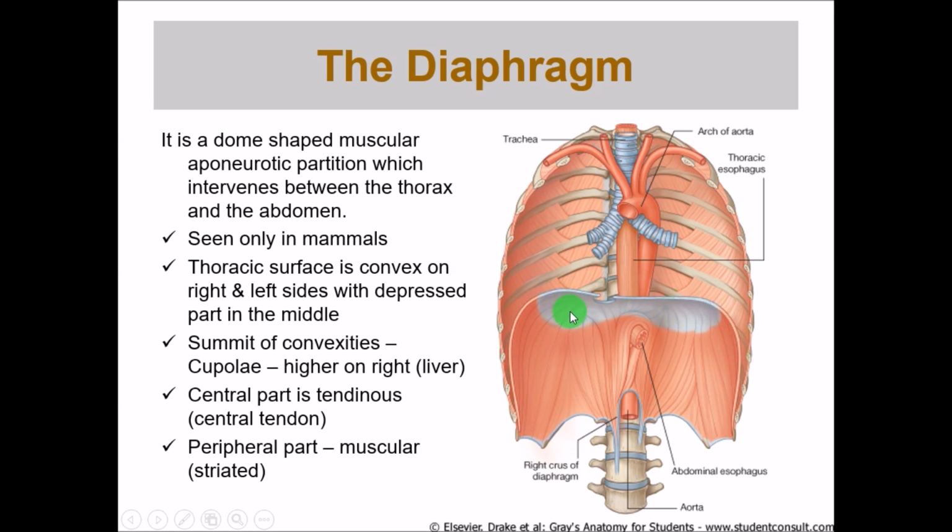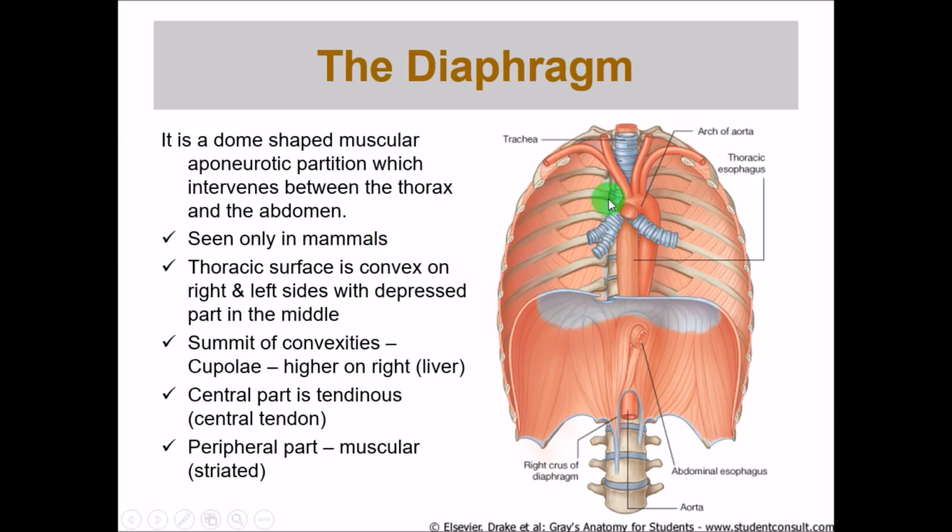This part shown in whitish color is called the aponeurotic part, and the part shown in brown color is the muscular part. So it has both a muscular as well as an aponeurotic partition, which separates the thorax from the abdomen. This is seen only in mammals.